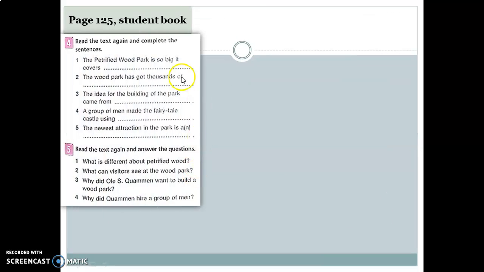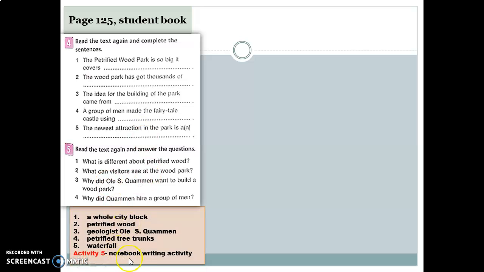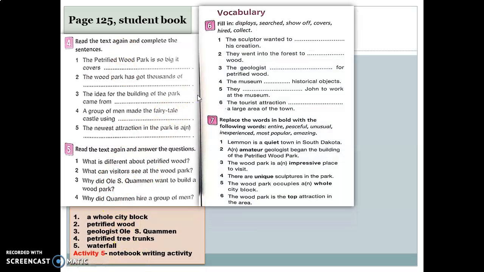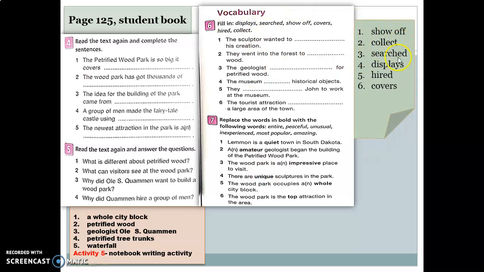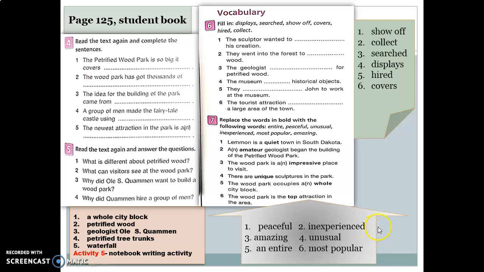Now, you have here page 125, again in the student's book. Read the text again and complete the sentences. So here are the answers. And then we have here 6 and 7. I have given you also the answer in activity 6. Over here, fill in, display, search, show off, covers, hide, and collect. You will understand why these are the answers as long as you read each sentence. And then number 7 is also given answers there from 1 to 6. So these are part of the vocabulary.